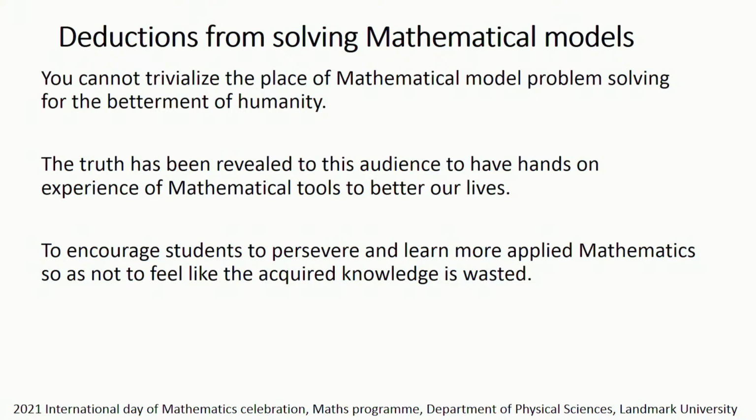And the second approach was more of trial and error. We are not sure. Just saying that the solution should be around 3. It's still not the best. But the third scenario gives us the necessary thing we needed. The truth has been revealed to this audience to have hands-on experience of mathematical tools to better our lives.